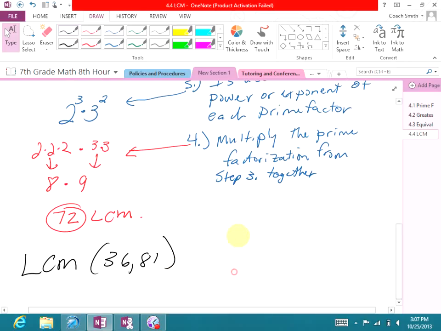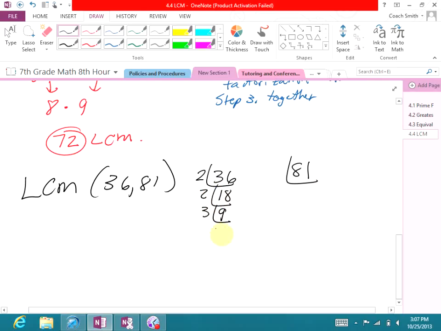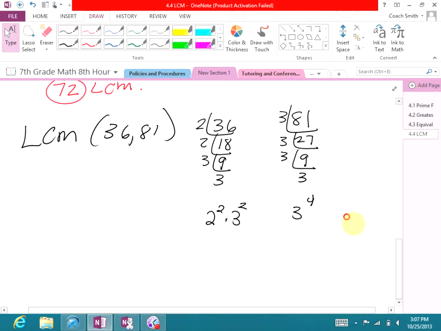Okay? So here's what we've got. First step, prime factor 36 and 81. Once again, if you use the factor tree, it's the same thing. You're just trying to get to the prime factorization of each number. So that's 2, 18, 2, 9, 3, 3. So that's 2 to the second times 3 to the second. 81 is 3, 27, 3, 9, 3, 3. So that's 3 to the fourth power. Okay? So that was step 1.